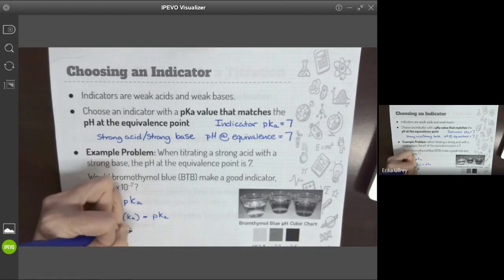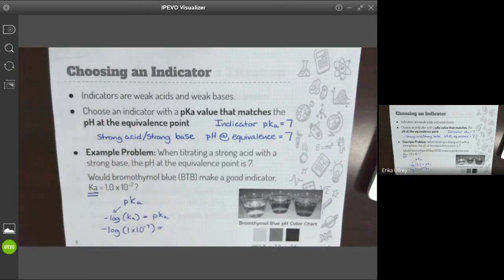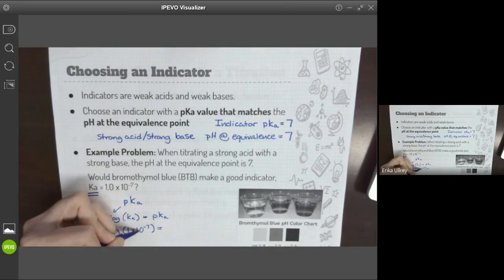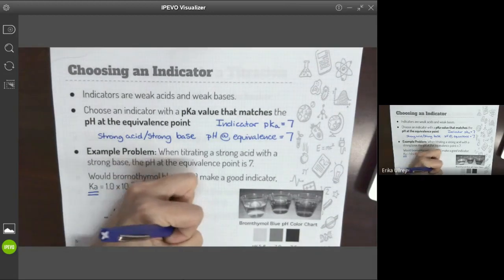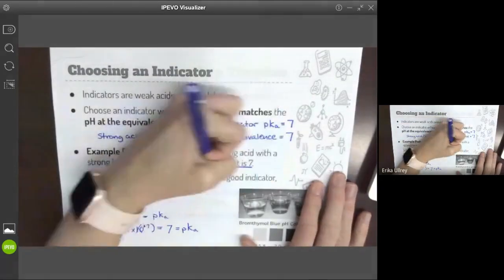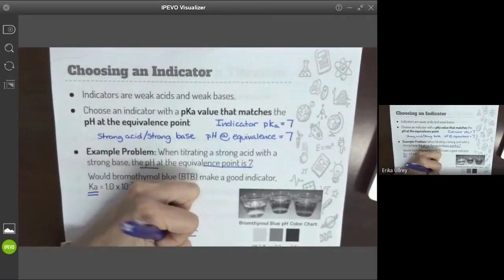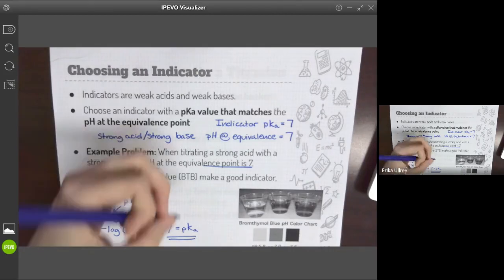So yep, we would take the negative log of 1 times 10 to the negative 7th. And the negative log of 1 times 10 to the negative 7th, the log part gets rid of this base 10, the negative gets rid of the negative there, and so that would be 7 is equal to the pKa. So the pH at the equivalence point is 7. Our pKa of bromothymol blue is 7. So would this be an appropriate indicator, Emily? Yeah. Yep, they match. Okay.